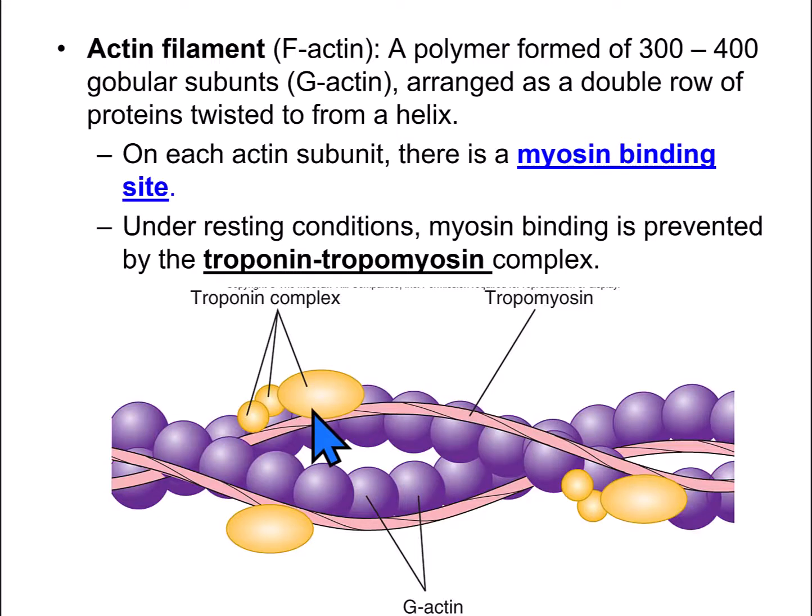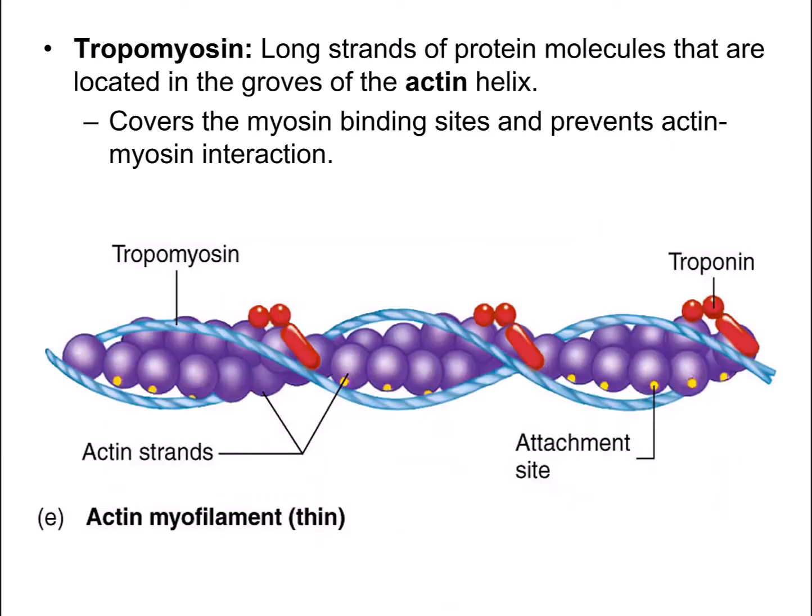Under resting conditions, this myosin binding site is prevented from binding to the myosin head by the troponin-tropomyosin complex, which covers over that active site. If you remember from that animation I showed you a little earlier, there's an ion that's going to bind to this troponin to move that troponin-tropomyosin complex out of the way so that the myosin head can interact. And that ion is called calcium.